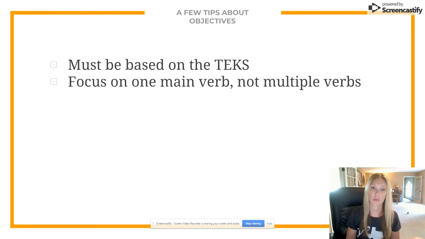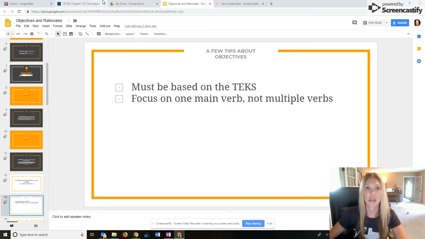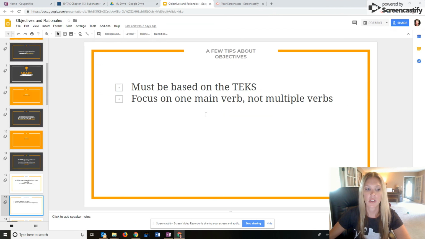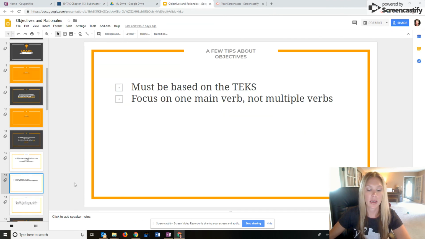The other thing you need to be cautious of is you need to focus on one action verb, not having multiple verbs. So you'll notice, again, back in the TEKs, some of these TEKs have multiple verbs: pose and answer geographic questions, identify and describe the influence. So if you're using TEKs like this, you're going to have to narrow down and only choose one main verb that you're going to use out of that TEK. So at this point, we're going to stop here, and the next video will go over identifying maybe some of the issues in the learning objectives, some sample ones, and then also how do we convert those TEKs into learning objectives.